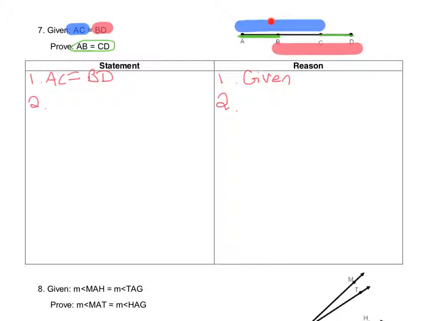I also know that this blue segment is made of 2 pieces, and the pink segment is made of 2 pieces. Let's start by talking about what AC is made of. AC is made of AB plus BC. And in the same step, let's talk about what BD is made of. BD is made of BC plus CD. There we go. What did we just use? Well, we just spoke about a whole being equal to the sum of its parts, and that's the partition postulate.